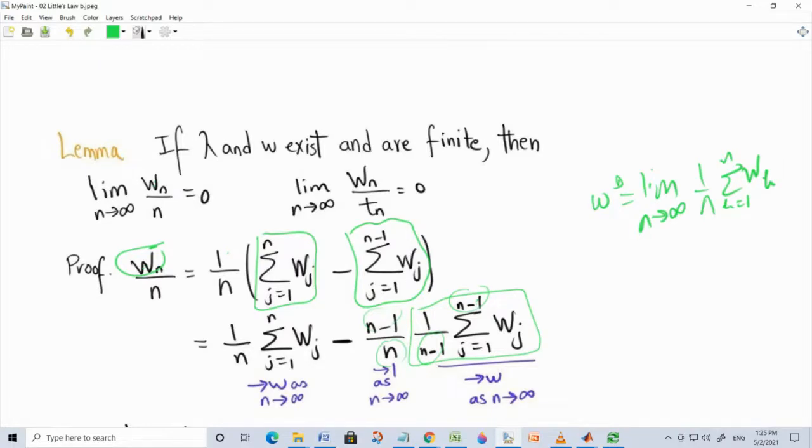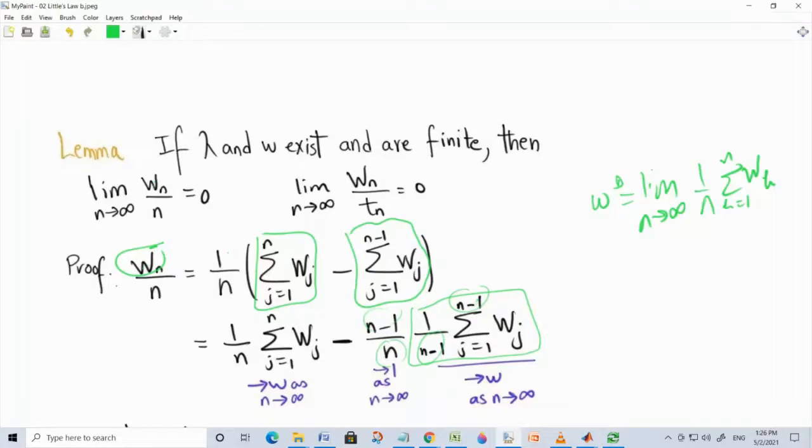And then there was an extra factor, but happily, this extra factor is the limit as n goes to infinity of n minus 1 over n. That's 1. So this guy will go to W, this guy will go to 1, this guy will go to W. So basically, this quantity will go to 0 as n goes to infinity.